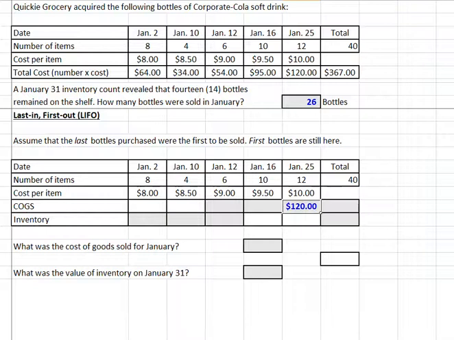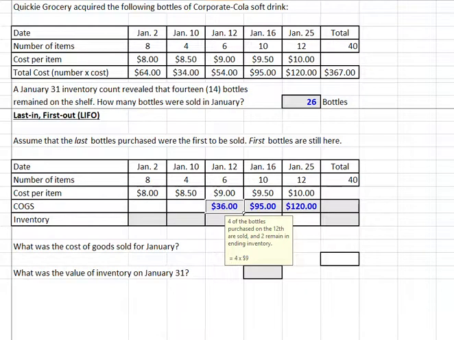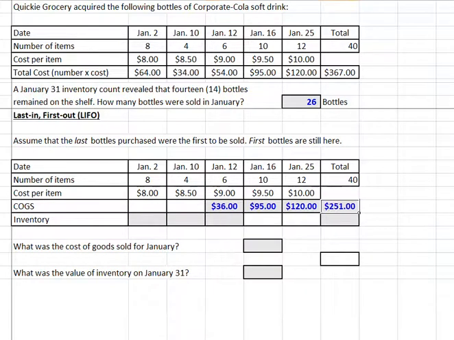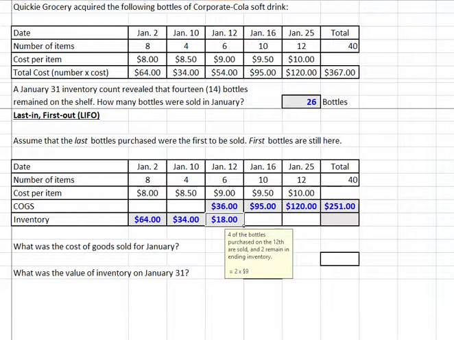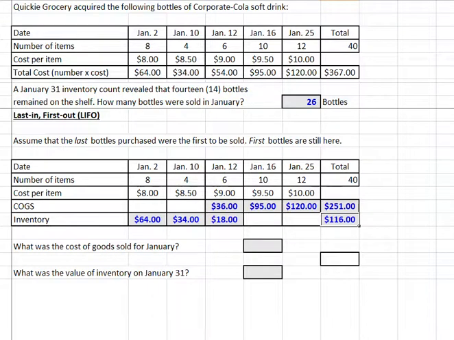So our calculations, we've got 12 bottles at $10 a piece, $120, 10 at $9.50, that's $95. And then again, we're assuming we sold 4 of the bottles from January 12th, and 4 times 9 is 36. So our total cost of goods sold will be $251. And then we can calculate the value of ending inventory. And again, that's simply going to be the value of the bottles that are remaining. And we've got 8 bottles at $8 from January 2nd, 4 bottles at $8.50 from January 10th for $34, and of course we still had 2 of the bottles from January 12th at $9 a piece, or $18. We add those up and we get ending inventory of $116.